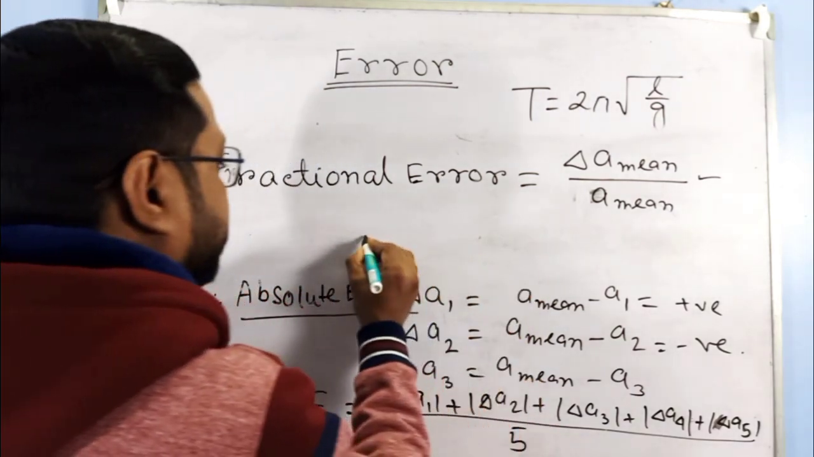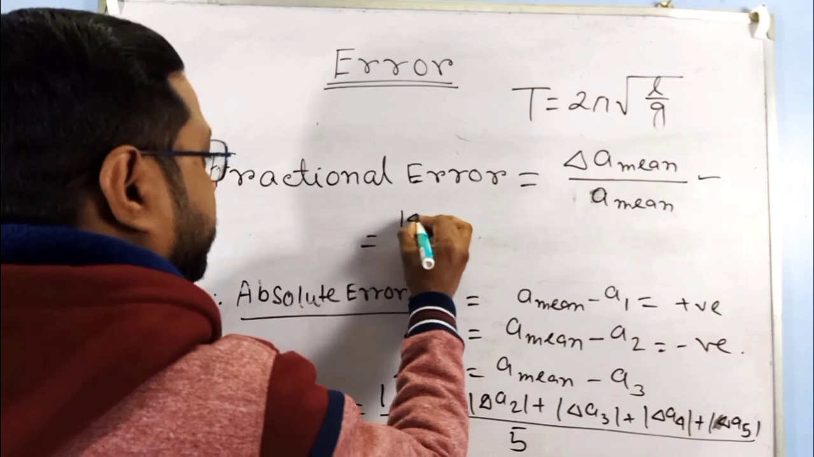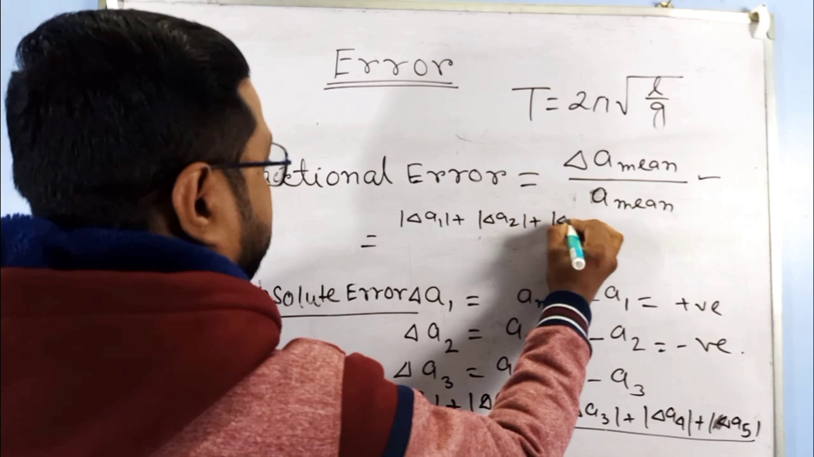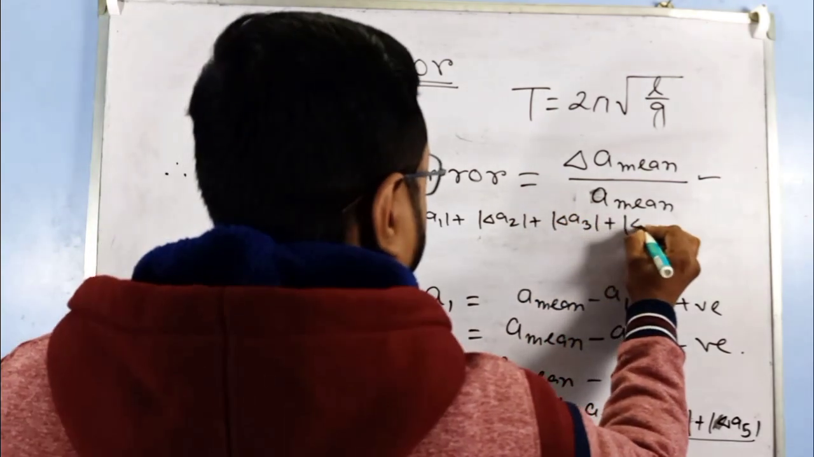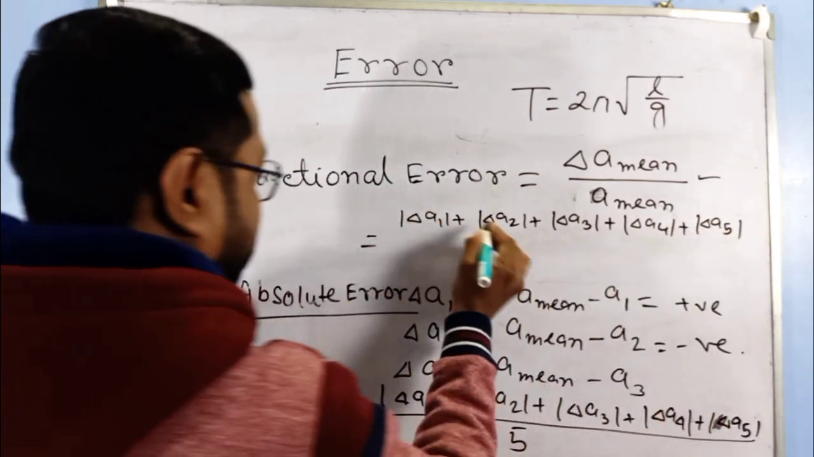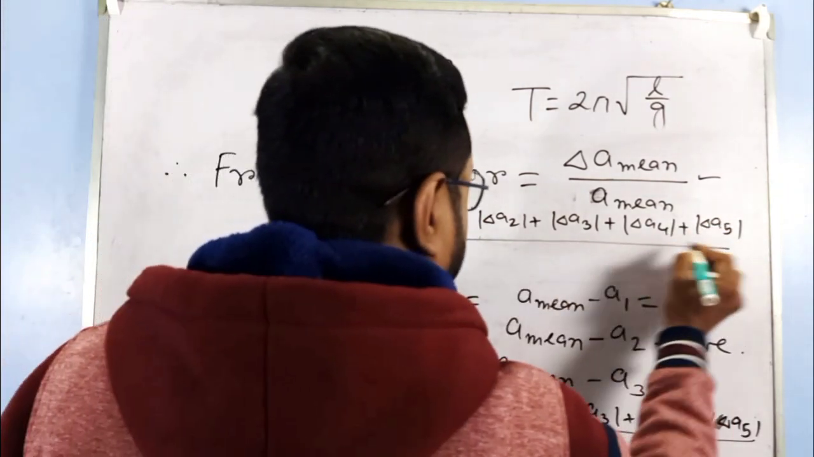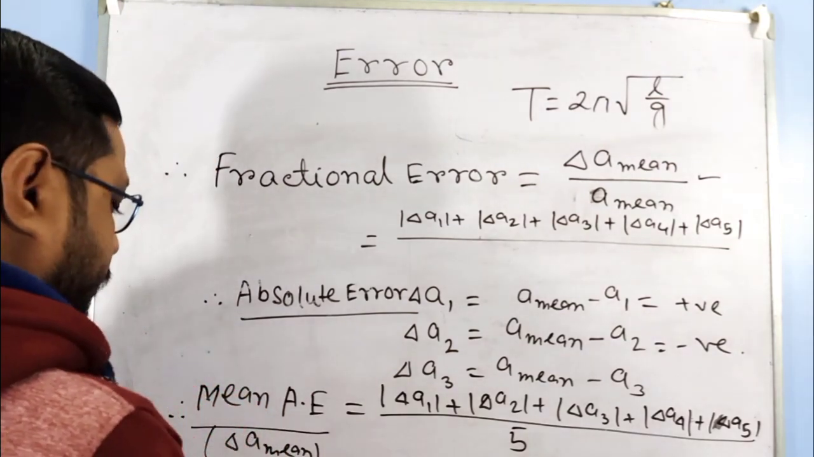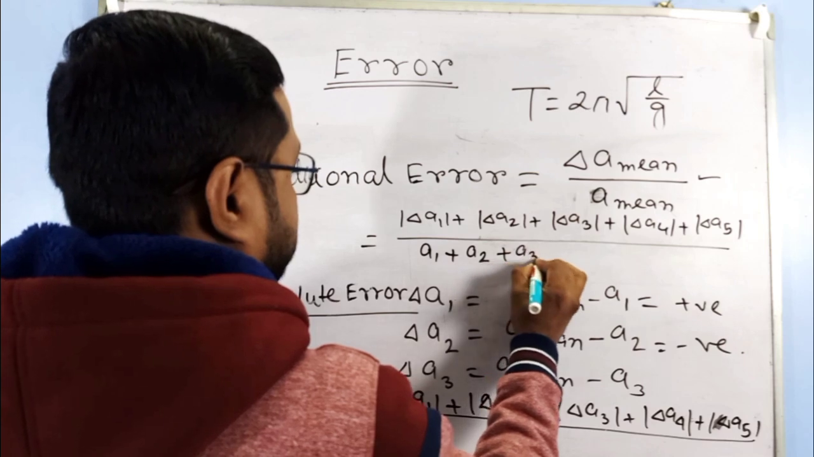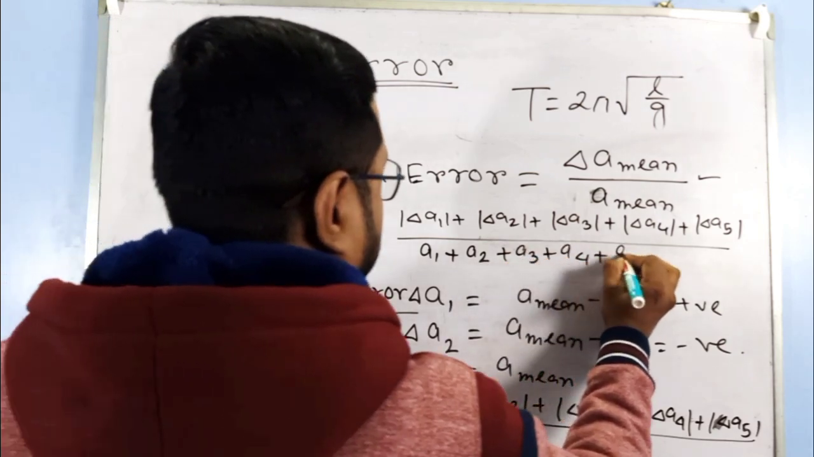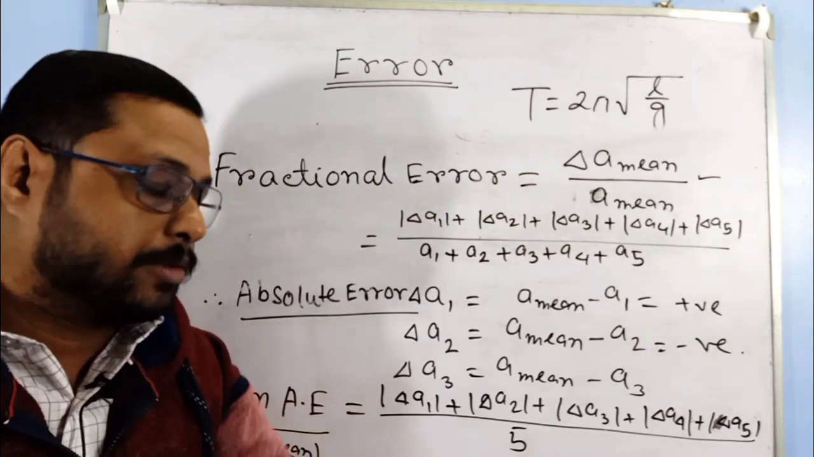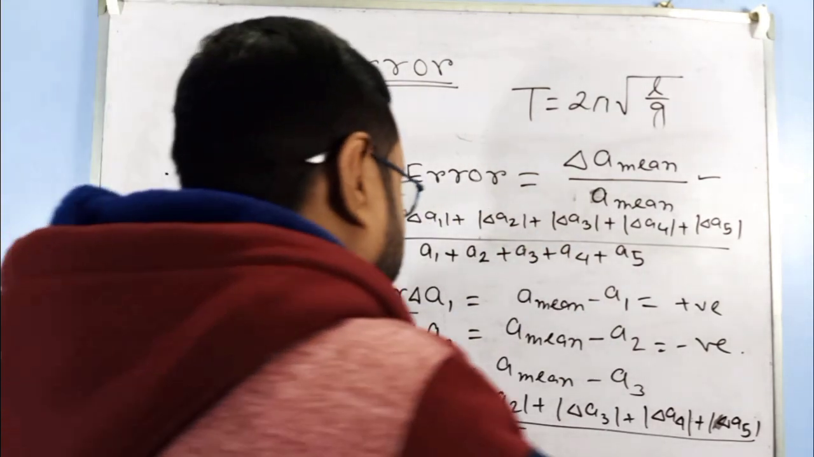So delta A mean is delta A1, delta A2, delta A3, delta A4 plus delta A5 divided by 5, and A mean is A1 plus A2 plus A3 plus A4 plus A5 divided by 5. The 5 cancels out. So this is the formula of fractional error.